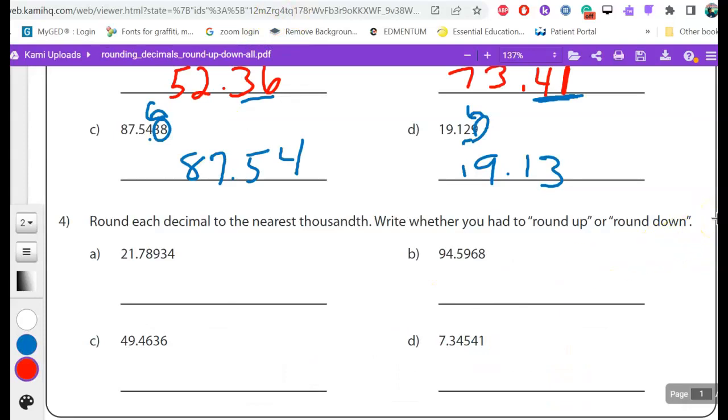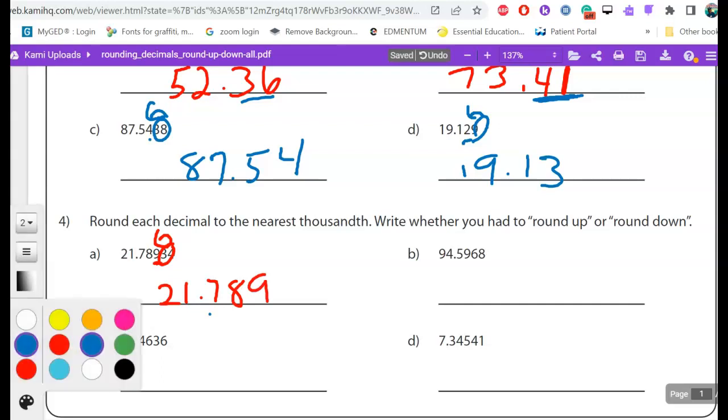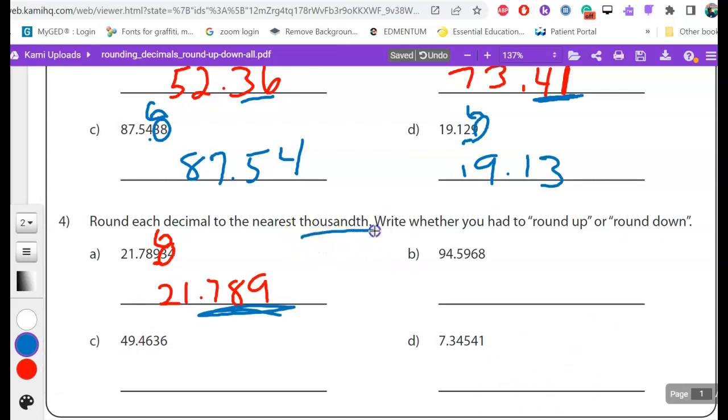Okay. So, what number is in the thousandths place for our letter A? We have tenths, hundredths, thousandths, that 9 right there. But it's the 3 that's going to tell us what to do, isn't it? Well, yes, it is. That 3 is not bigger than 5. So that 3 is saying, hey, number 9, stay the same. Drop everything else off. All right, 21.789. Because that 3 was not bigger than 5. And you must have 3 digits after your decimal because it represents the thousandths place.